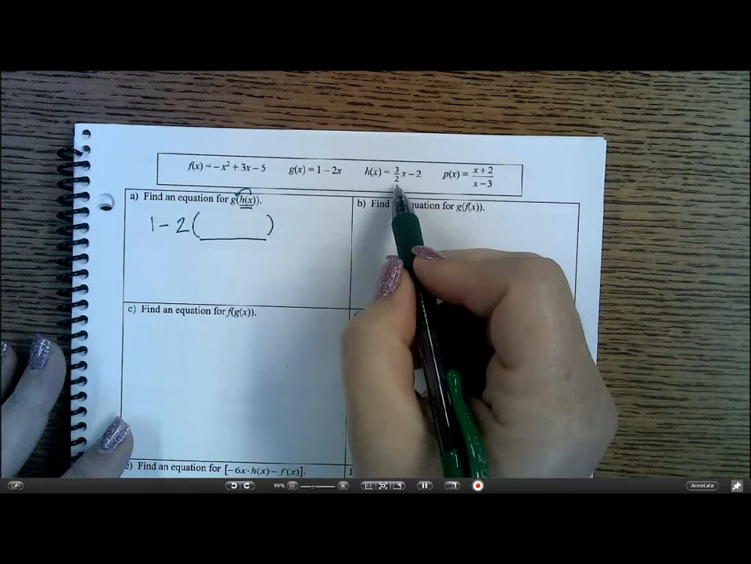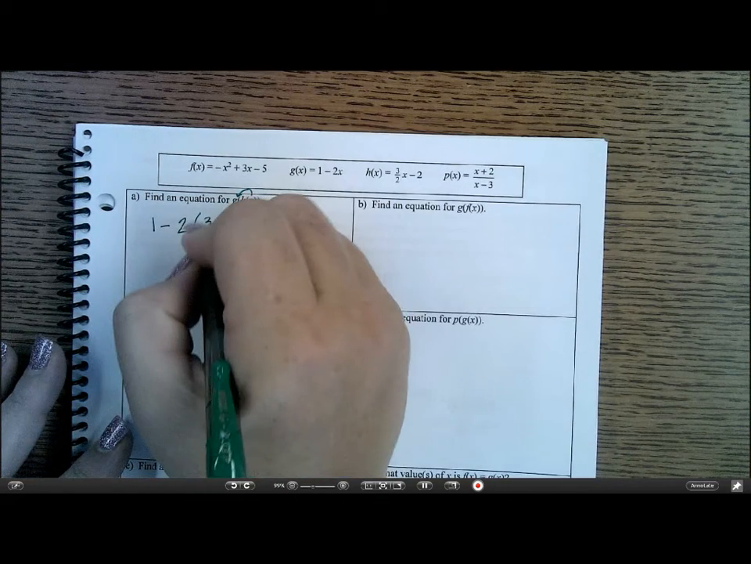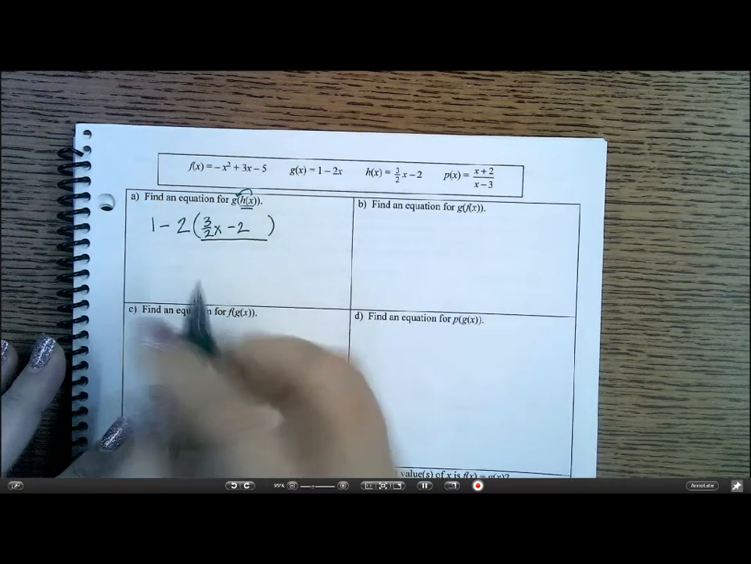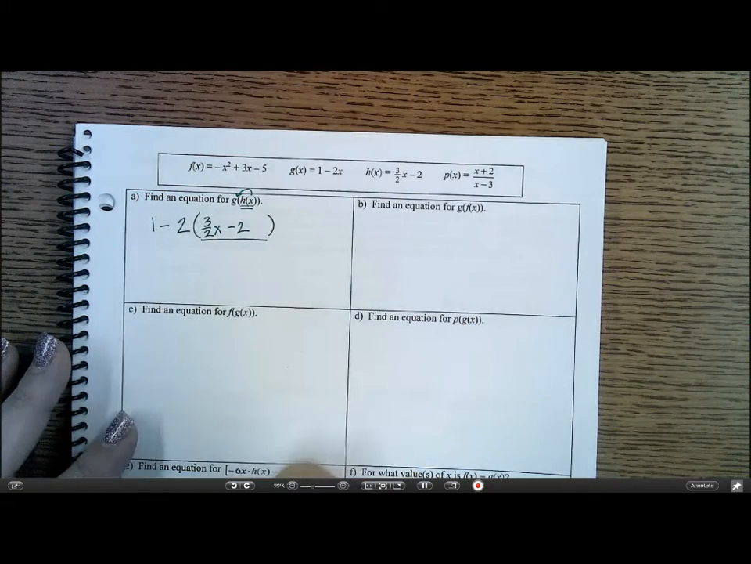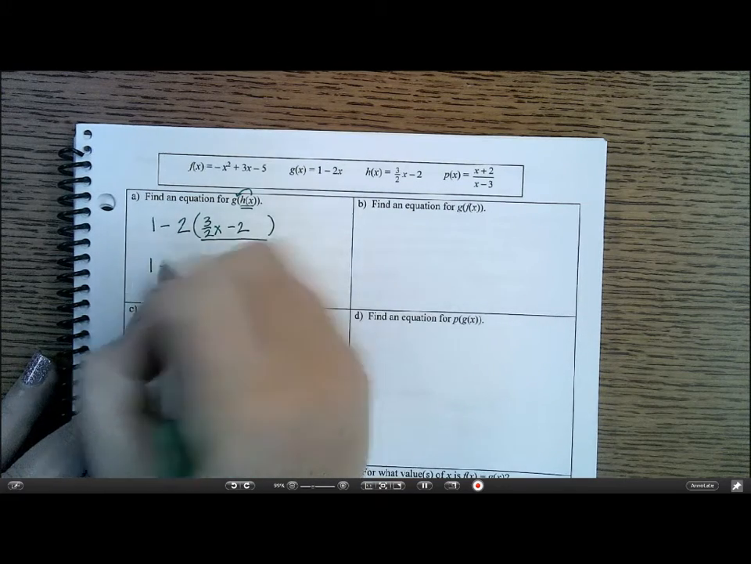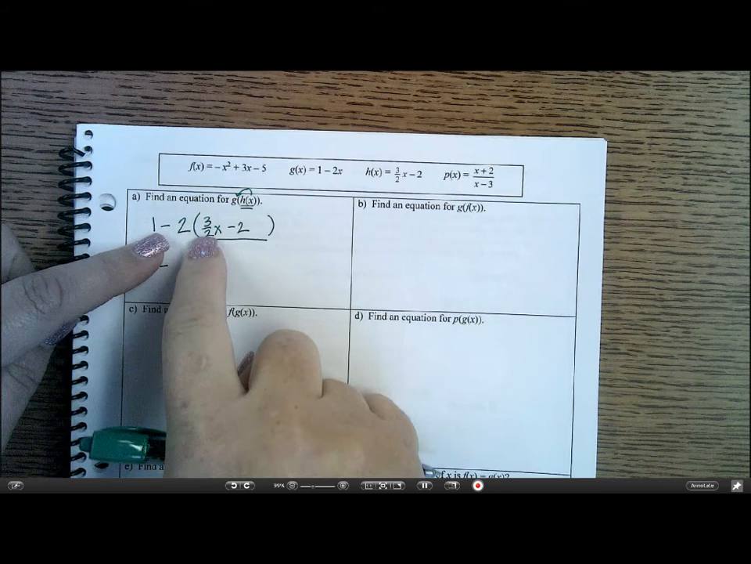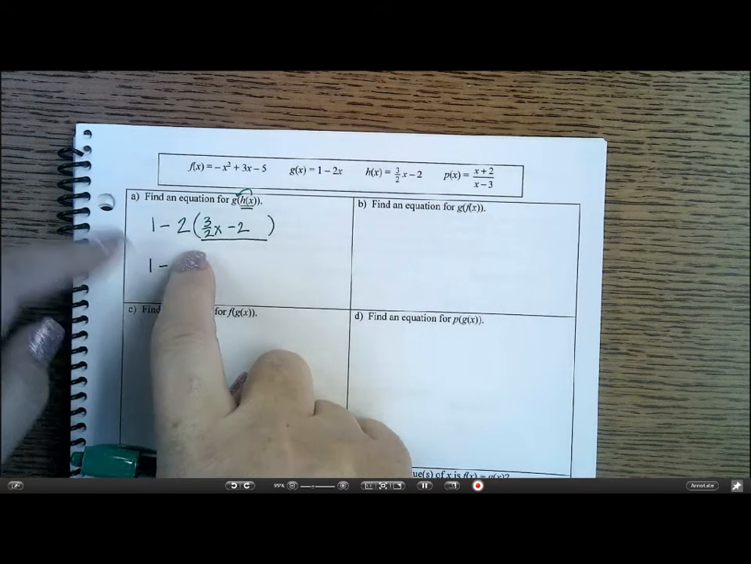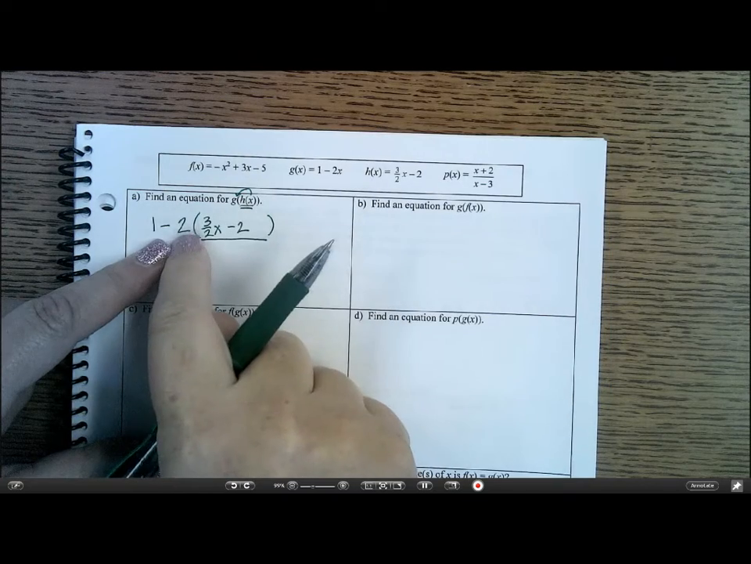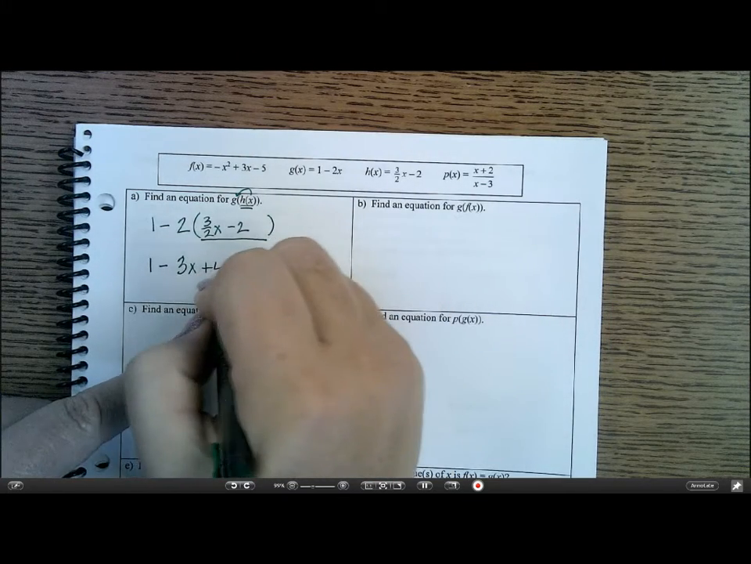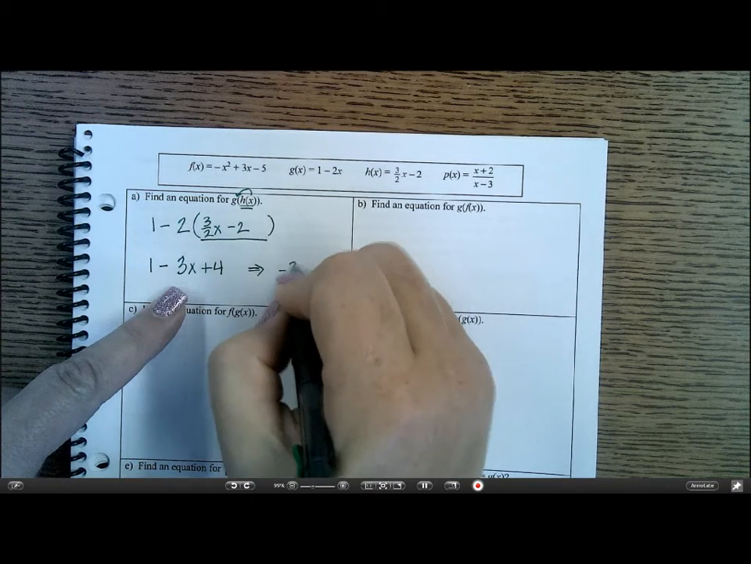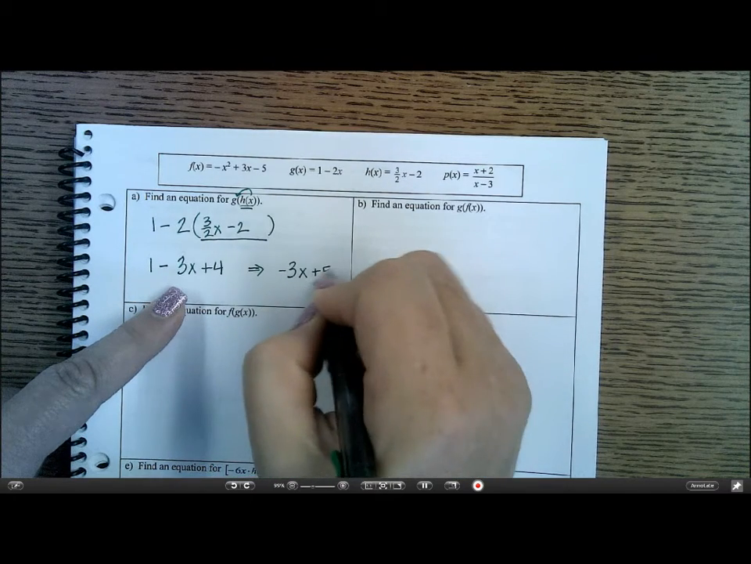So I am going to plug in 3 over 2x minus 2. When I do that, I now can simplify and then I'll have an equation. So I've got 1 minus, when I distribute my 2, the 2's are going to cancel, so I have 1 minus 3x. When I distribute the negative 2 times negative 2, I get plus 4. And so the equation that I end up with is negative 3x plus 5.